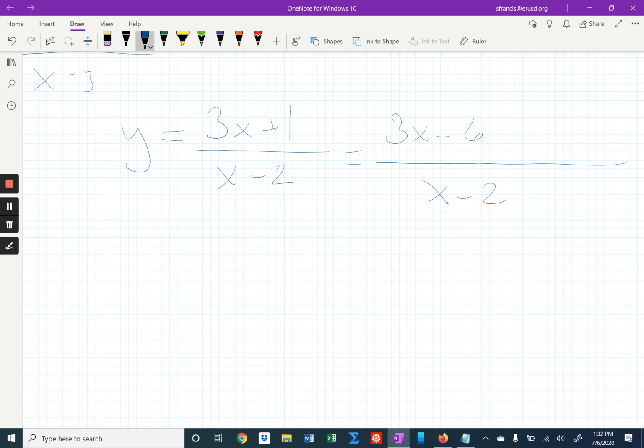All right, so what do I need to add in here to get this being equal to 3x plus 1? I'm going to add 7, because negative 6 and 7 make that plus 1. And so now I get y is equal to, these are going to cancel to give me 3, and then I've got that 7 over here, so plus 7 over x minus 2.